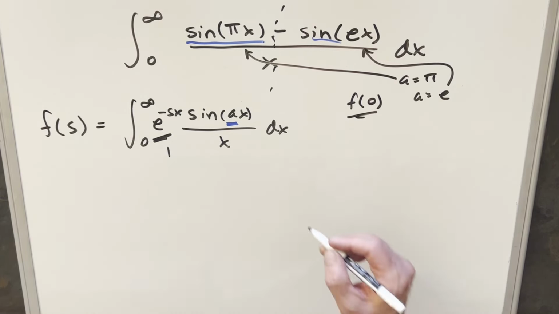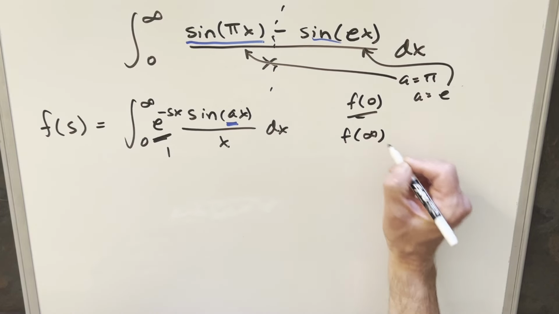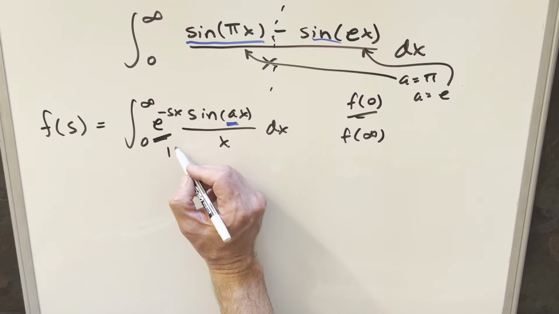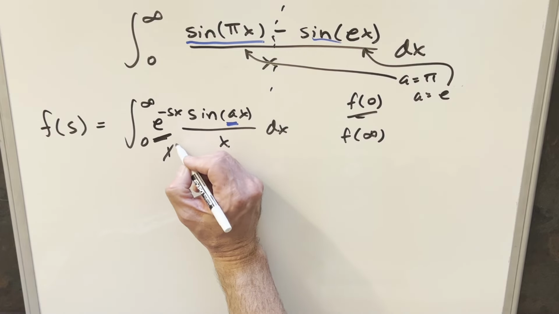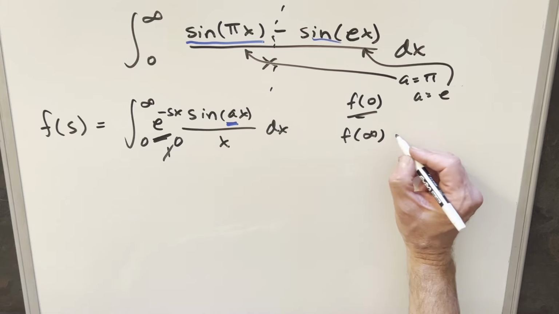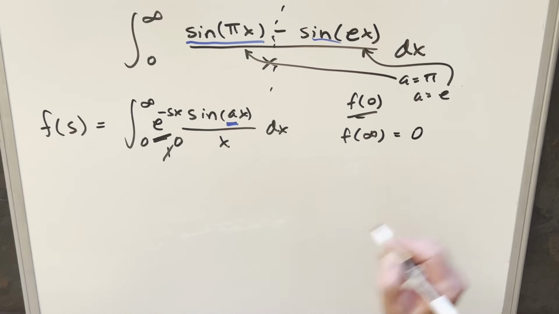But the other nice thing is, you'll notice when s is going to infinity, then for this f(∞) value, this part here is going to 0. And that's going to cause the whole integral to be 0. So we can use this value later on. That f when s is going to infinity is just going to be 0.